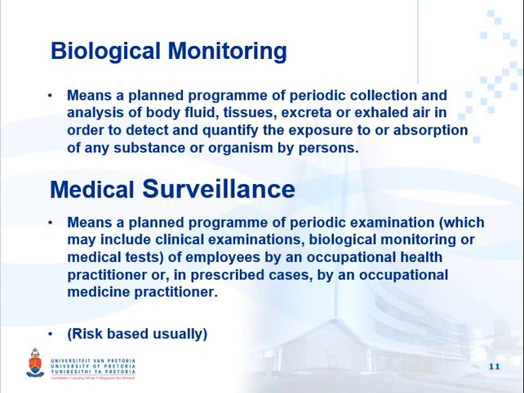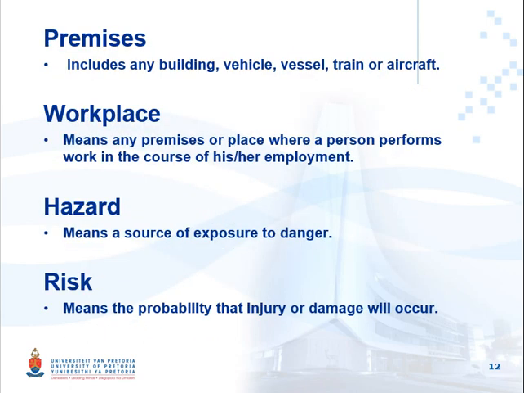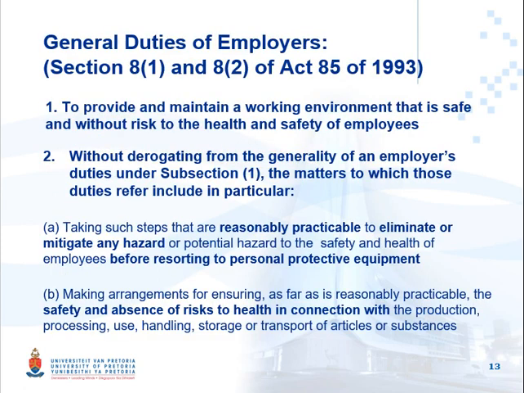Medical surveillance would be based on hazard identification and risk assessment. Premises includes any building, vehicle, vessel, train or aircraft. Workplace means any premises or place where a person performs work in the course of his or her employment. Hazard means a source of exposure to danger. Risk means the probability that injury or damage will occur. So now that we know a little bit about those definitions, let's dive into the Act and cover some of the sections.